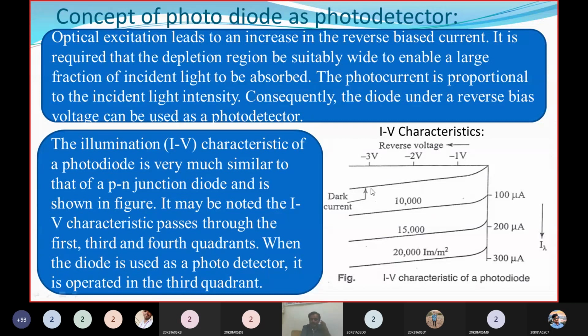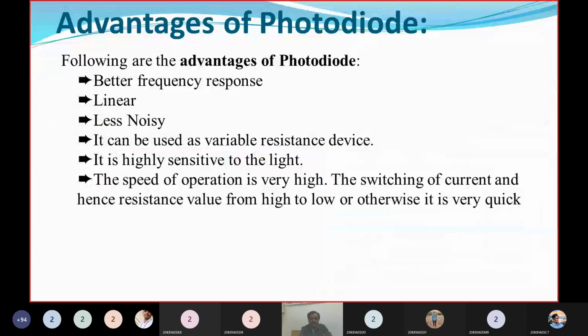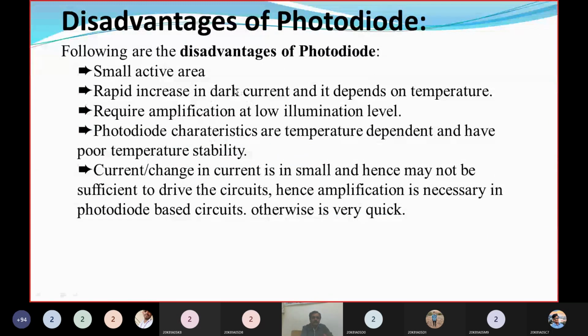Initially the dark current will be there. If the intensity increases by a very small amount, the current increase is very small and we cannot detect it. That's why, for observing very low intensity currents, amplification is required. That means the increased current we have to enhance further, so we have to use current amplifiers.